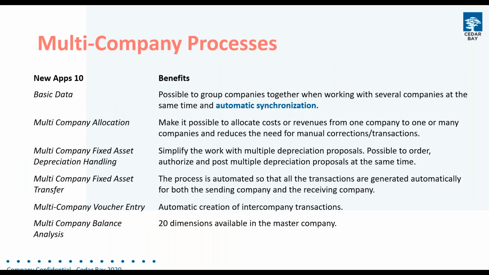Within multi-company processes, we can see a number of improvements within the functionality alone. So how each improvement has benefited the business. Essentially, this ranges from reducing manual transactions, thus reducing errors, to a balance analysis with 20 dimensions, to automation of processes such as multi-company voucher entry. I particularly like fixed assets, and you'll soon see that. But over here, you can see that we manage fixed assets on a multi-company level, allowing us greater flexibility in managing parallel depreciation proposals.